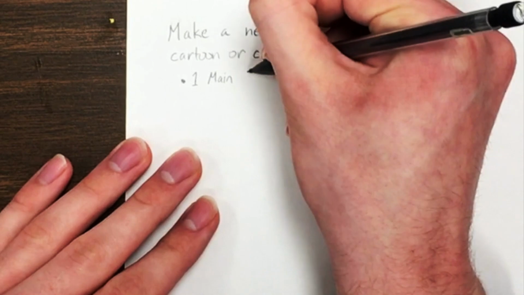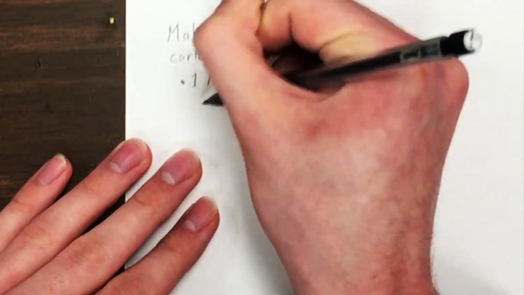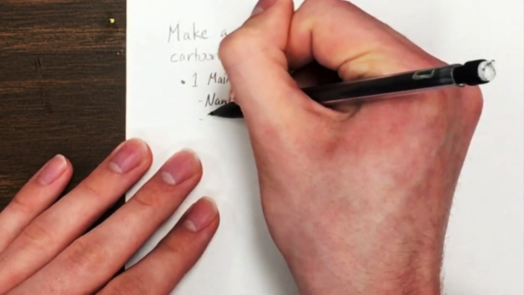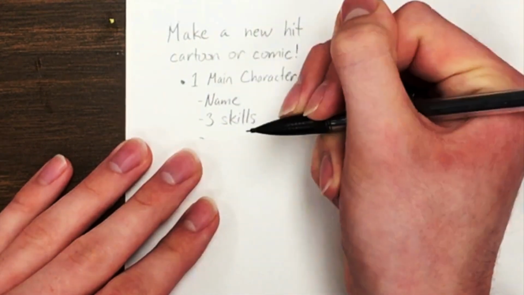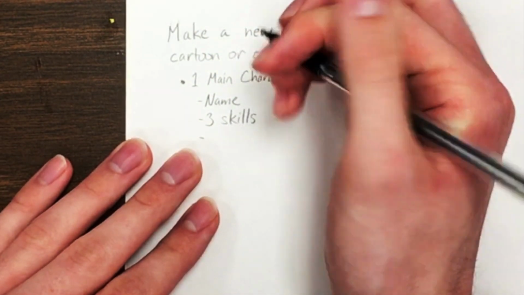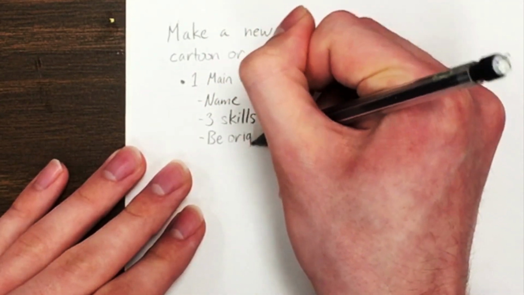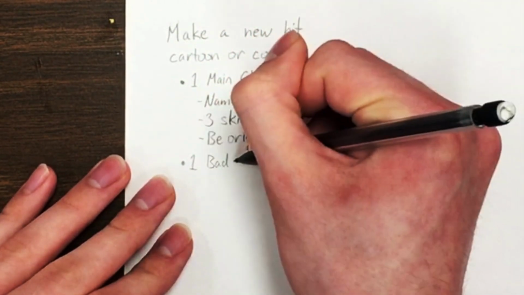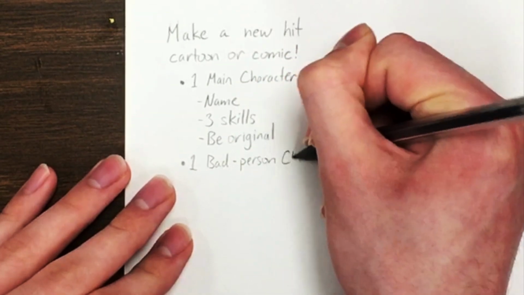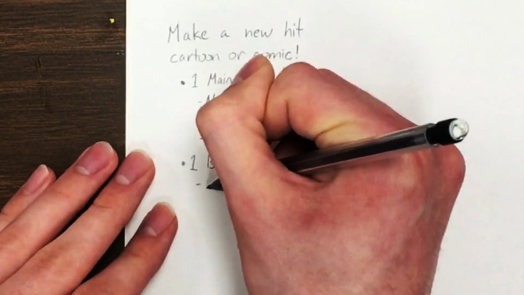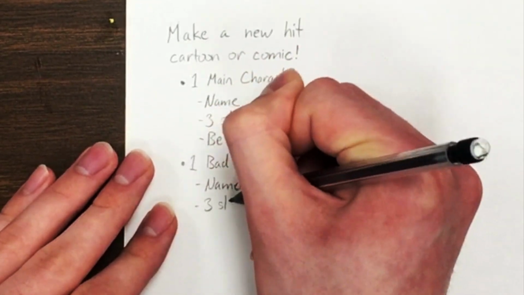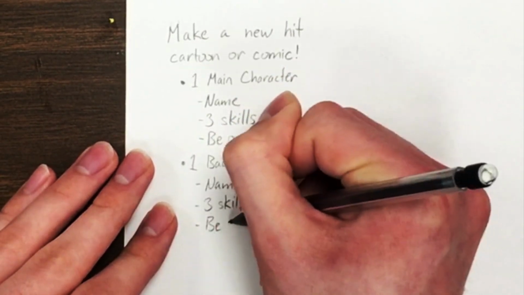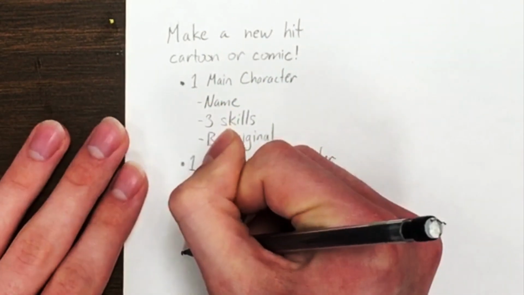What I do need is to have at least one main character. Go ahead and tell me their name. Give me three skills that they have, and be original. Come up with your own idea. Then, make sure you have one bad person character. They don't have to be an evil wizard. They could just be a bully, something as simple as that. Give me the same things for them: name, three skills, and remember, be original.